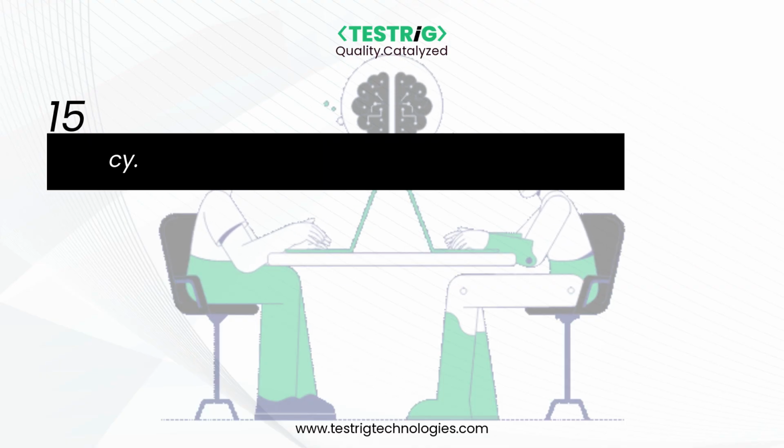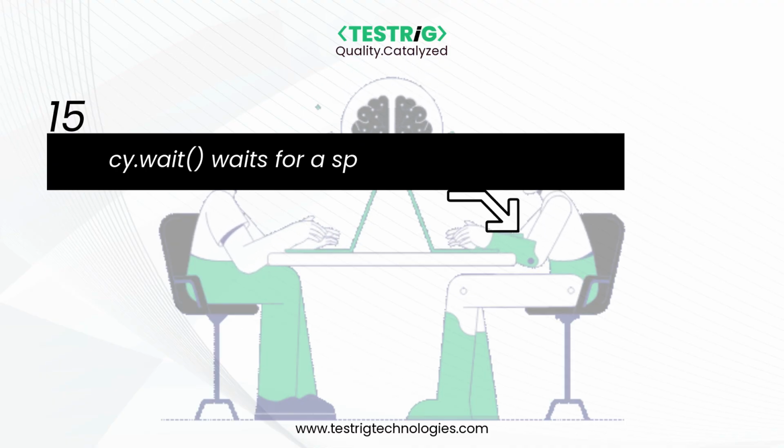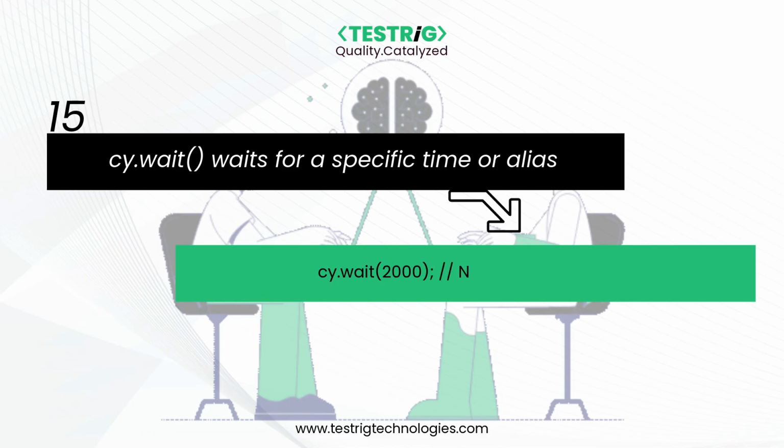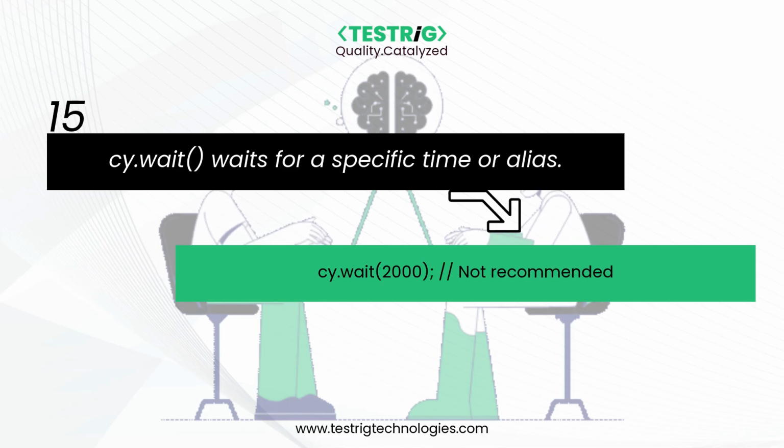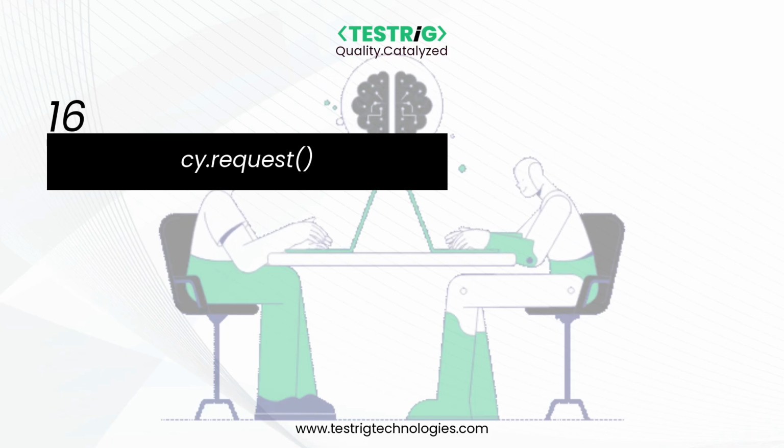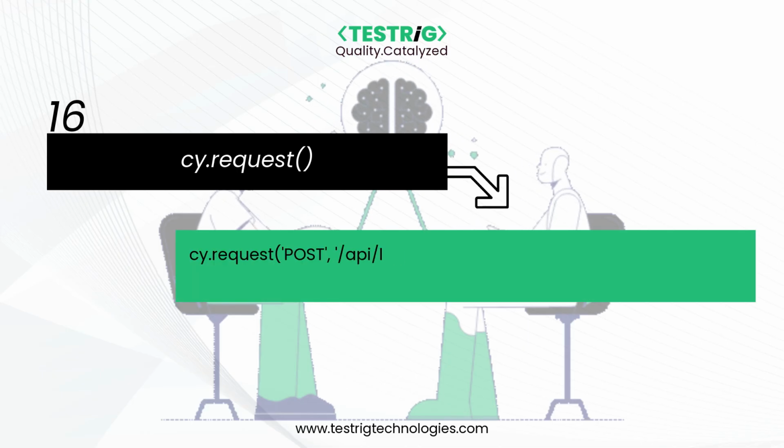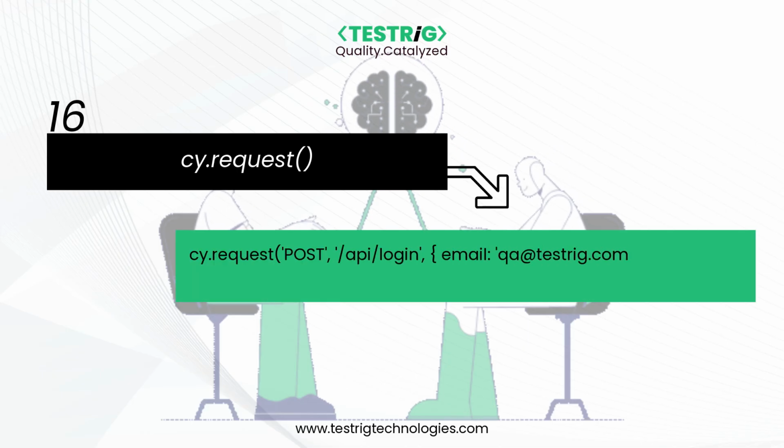cy.wait waits for a specific time or alias. Best practice: use cy.intercept plus cy.wait at alias for reliable synchronization. cy.request sends HTTP requests outside the browser. Great for API testing or setting up preconditions.